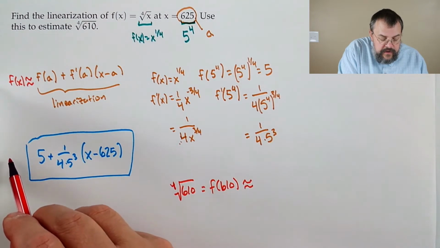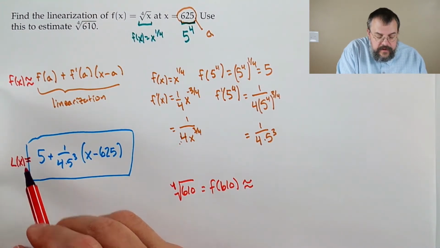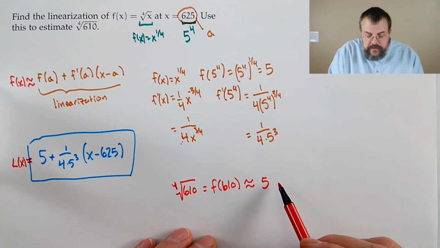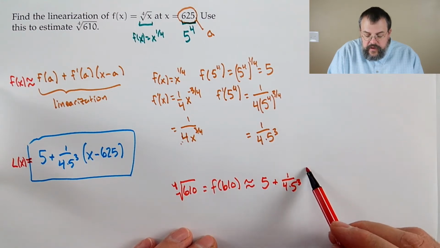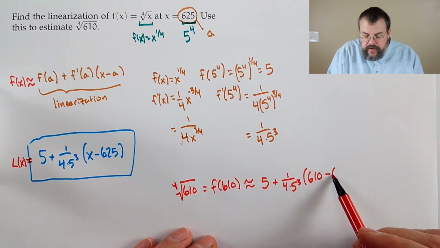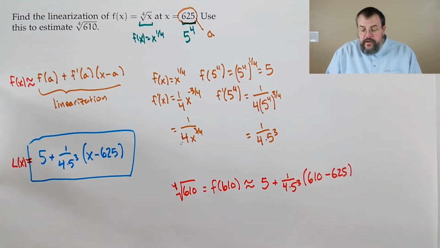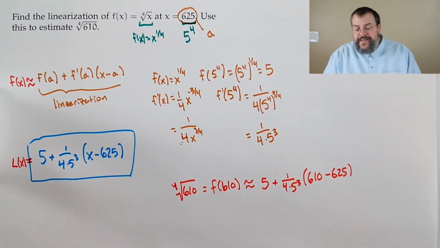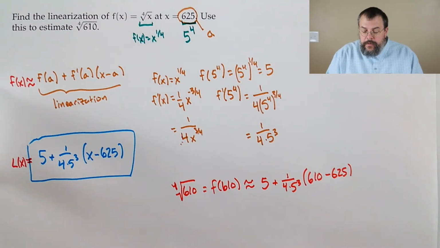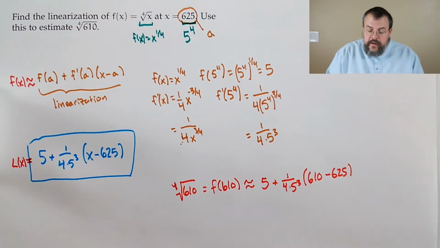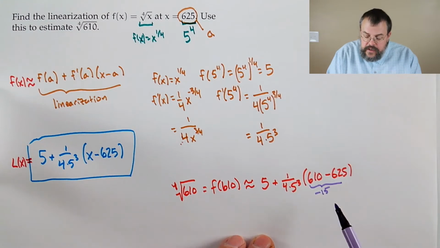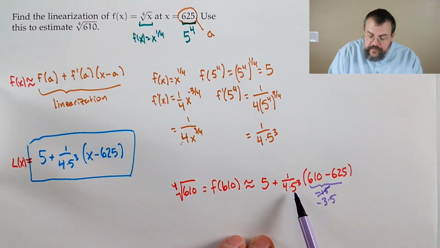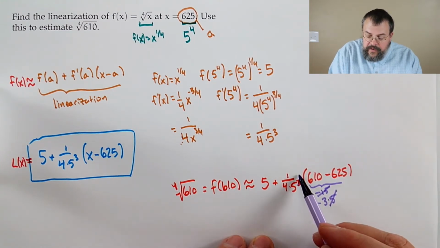So this part here, this is our linearization. You might call it L of x. So that's going to be approximately 5 plus 1 over 4 times 5 cubed times 610 subtract 625. Well, now we can start to make progress. 610 subtract 625, we can compute that. That's not so bad. That would be negative 15. And notice, really, 15, we can replace that by 3 times 5, because there's a 5 there. So I can cancel one of my 5s.